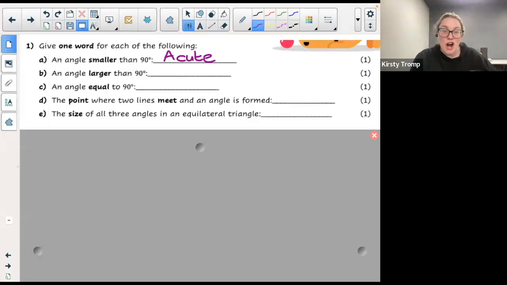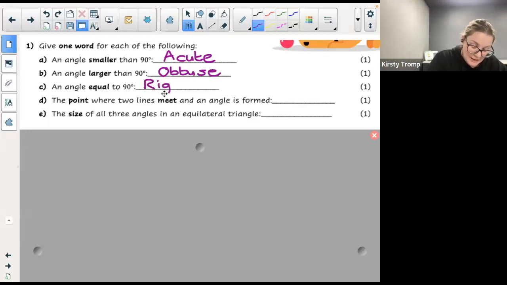An angle that's larger than 90 degrees, guys. Tell me in the chat. Good, well done. An angle larger than 90 degrees is an obtuse angle. We already practiced tonight that an angle that's equal to 90 degrees is called a right angle.